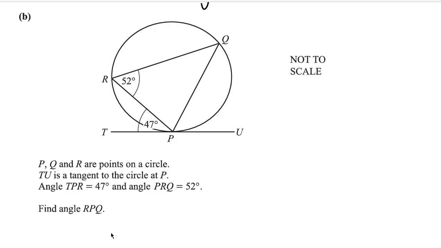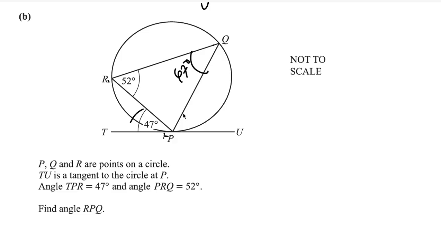Okay, B part says P, Q, and R are points on a circle. TU is a tangent to the circle at P. Angle TPR is equal to 47 degrees, and angle PRQ equals 52 degrees. Find angle RPQ. So we have to apply some circle theorems here. The second theorem you can simply apply here is the fact that alternate segments are equal. So this is a segment and this is a segment. Alternate segments, right? So here is 47, here is also going to be 47.